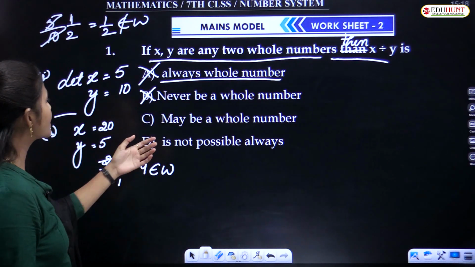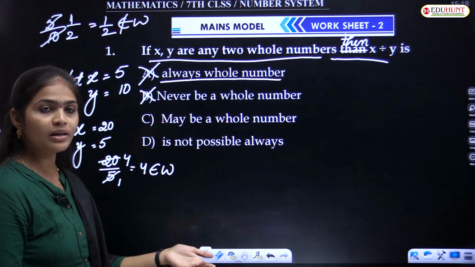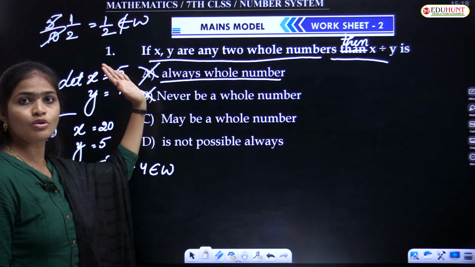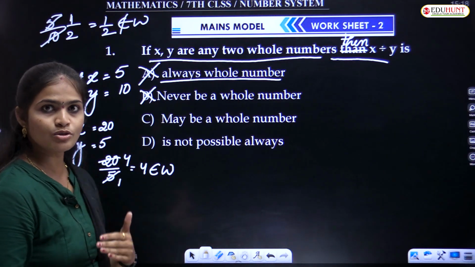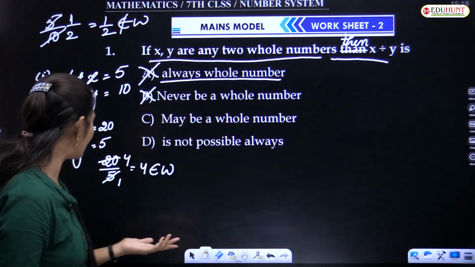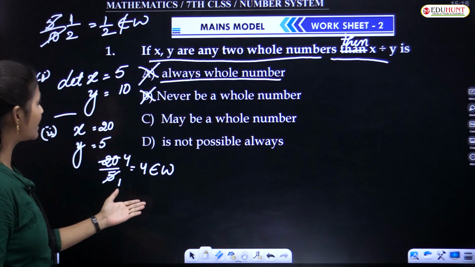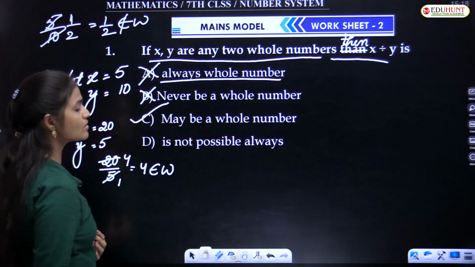Come to the next one, 'maybe a whole number'. Here in one case it is not possible, and in the second case it is possible. In the first case we do not get a whole number, but in the second case we do. That's why 'maybe a whole number' is okay.